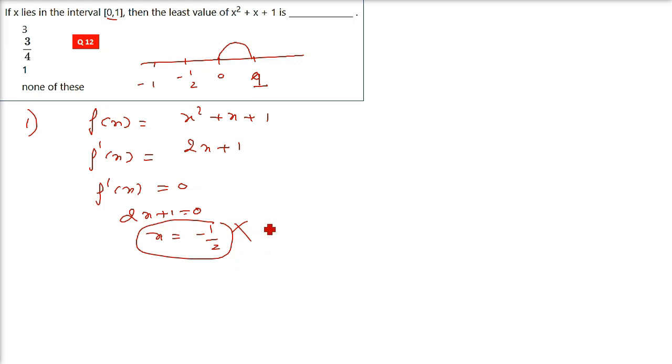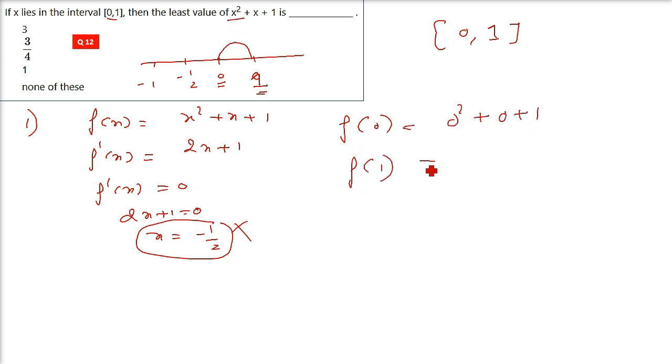So we have no other option but to check the least value of this function only at the corner points, or the end points, or the extreme points of the interval. So we'll check f(0) and f(1). We will directly use equation number 1, which is already given in the question, x square plus x plus 1. One time we'll put 0, one time we'll put 1. At f(0) you get 1, at f(1) you get 3.